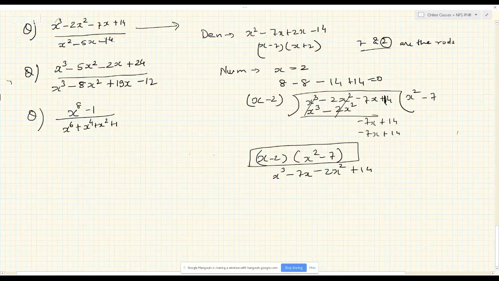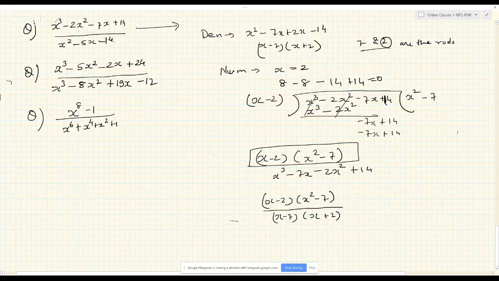So hence, what are the numerator and denominator? Simply write. The numerator is x minus 2 times x squared minus 7, and the denominator, what was the denominator? x minus 7 and x plus 2. Oh, so there is no common factor. Okay, so it happens. So yeah, correct. So x into x minus 2 by x plus 2. No, x minus 2.